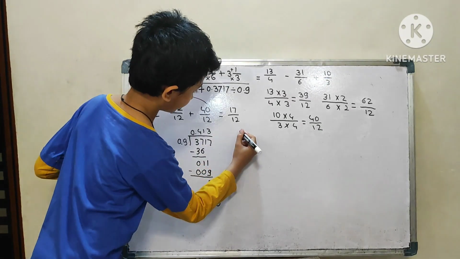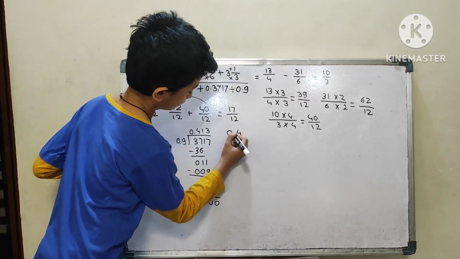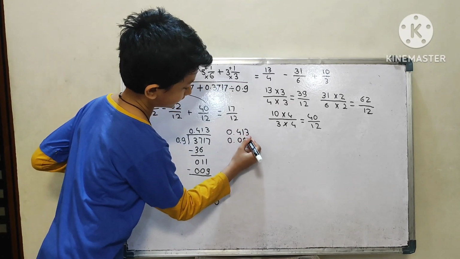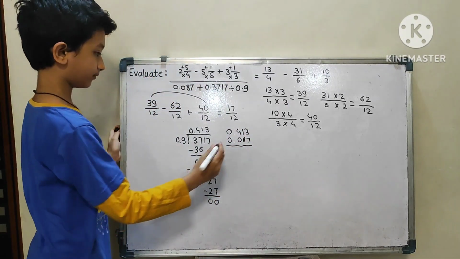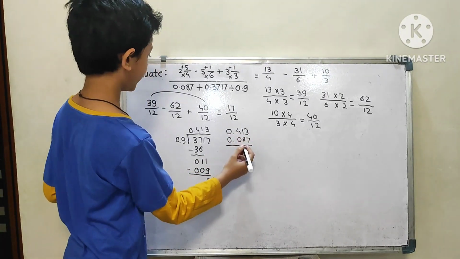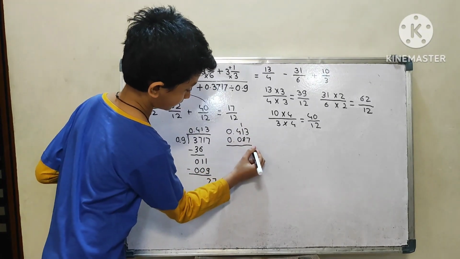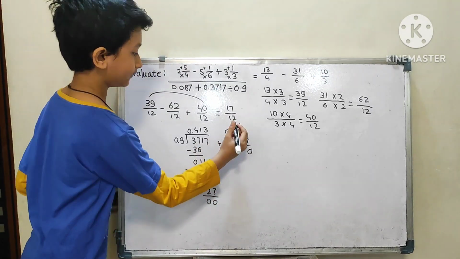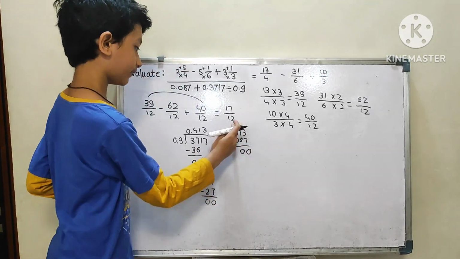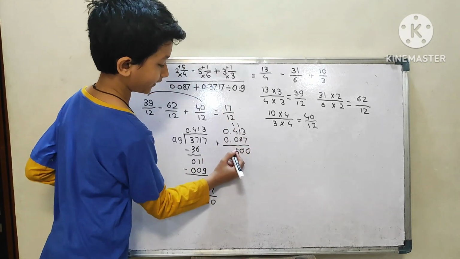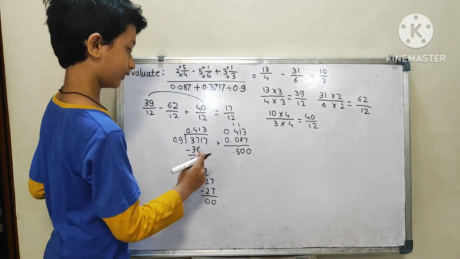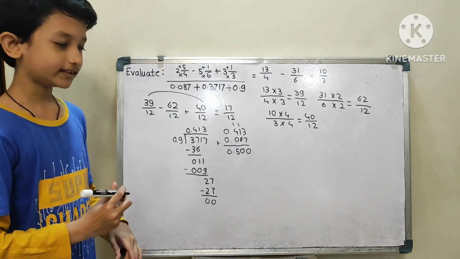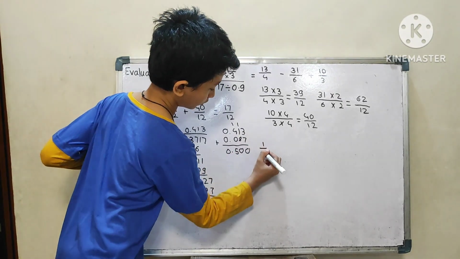So here we will do the addition, 0.413 plus 0.087. So now 7 plus 3 is 10, so 1 and 0. Now 8 plus 1 is 9 and 9 plus 1 is 10. And then 4 plus 1 which is 5, and this decimal point and after that 0. So it means 0.500, which is 1 by 2.